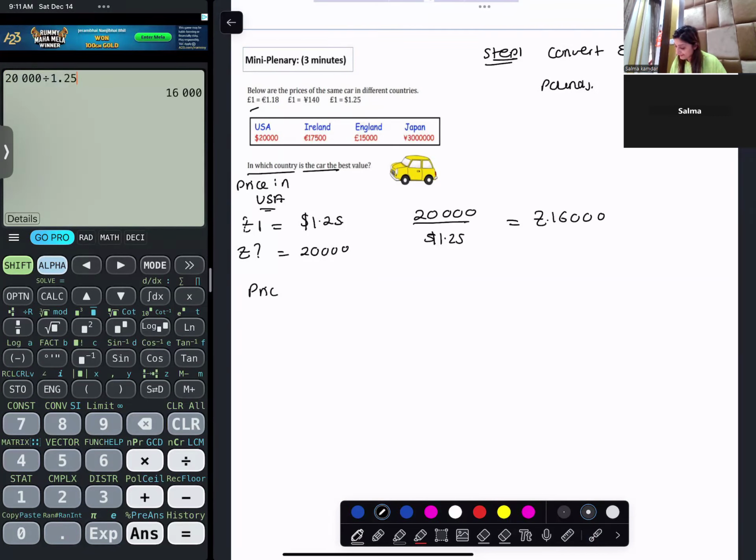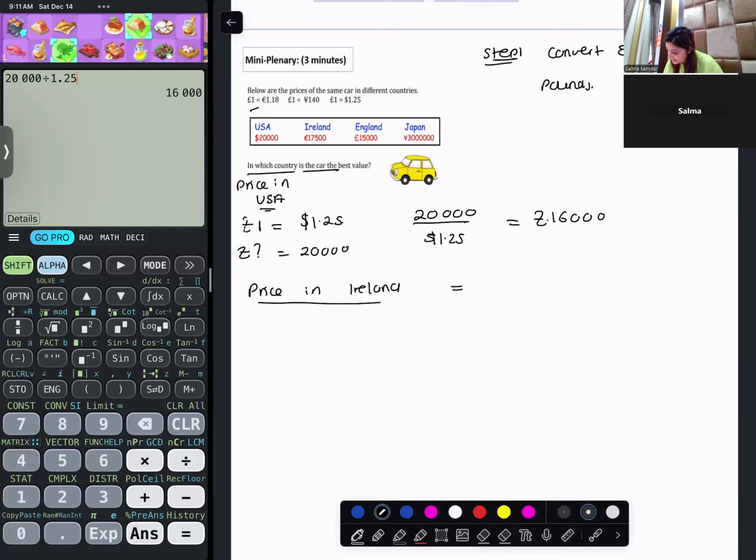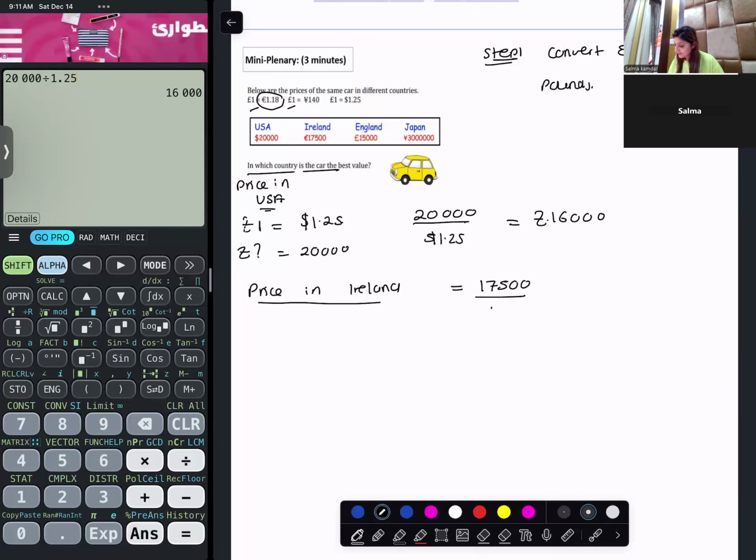Now the price in Ireland. The price in Ireland would be here: 1 pound is equal to 1.18 euros. So the price in Ireland would be 17,500 divided by 1.18.